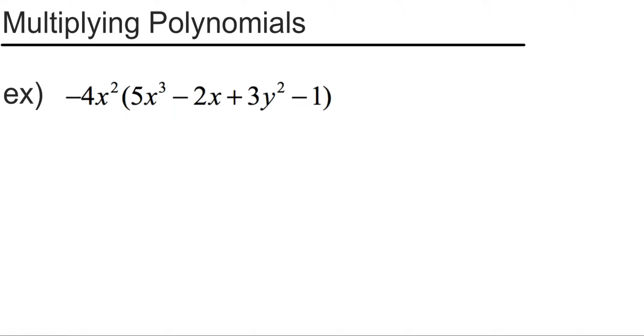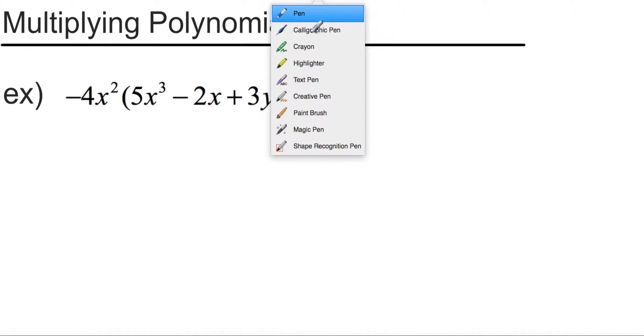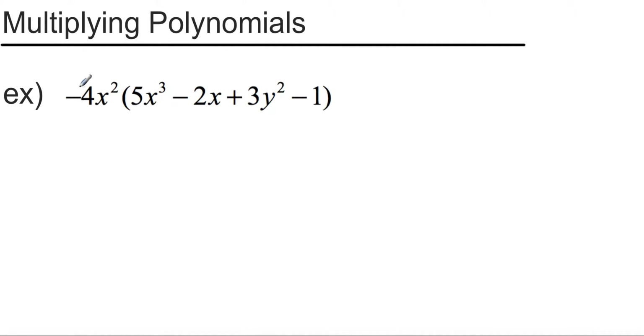The first one, we've got negative 4x squared times the quantity 5x cubed minus 2x plus 3y squared minus 1. And right here, this is just a common distributive property problem. We've got this monomial, this one term hanging out outside the parentheses, and we're going to have to distribute it through the parentheses. And we need to remember that when we multiply, we're going to need to add our exponents on the variables. So let's go ahead and jump in.